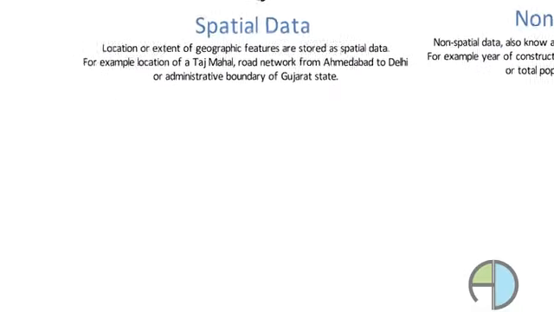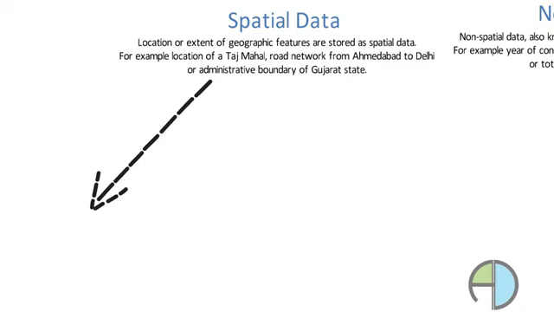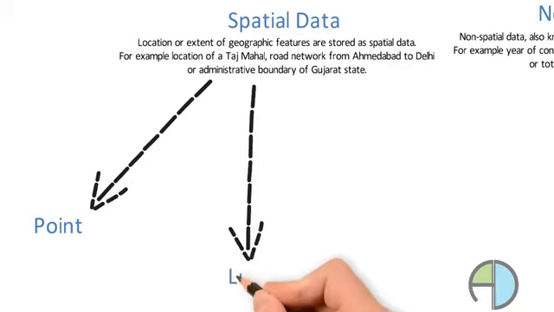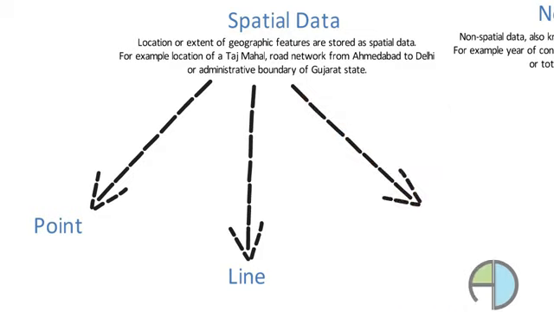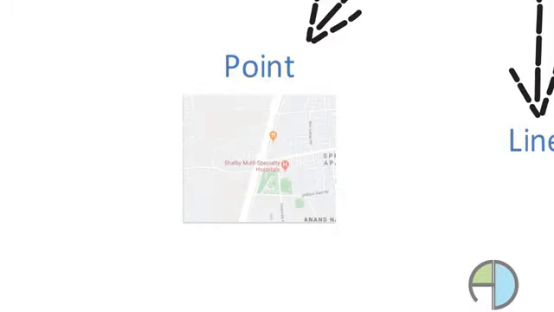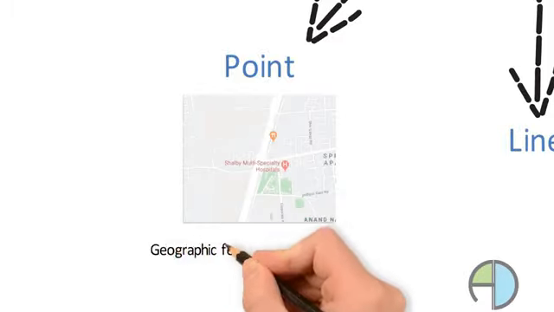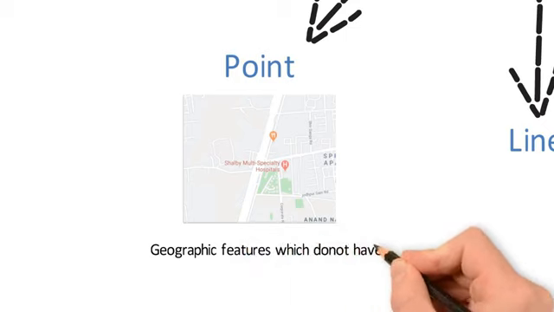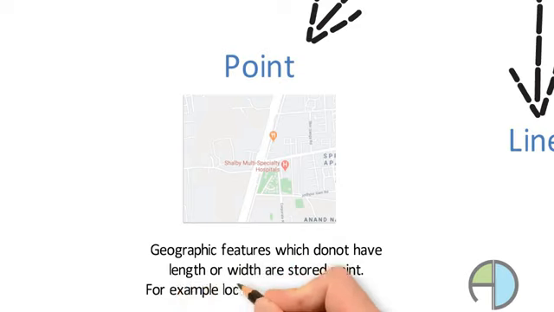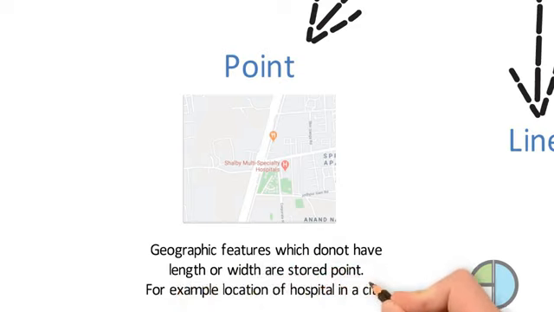Spatial data can further be divided into three different types of objects. It can be point, line or polygon. These are the three components of spatial data. Let us understand point. Any object which does not have width or length can be represented by a point. For example, location of a hospital in a city can be represented by a point.